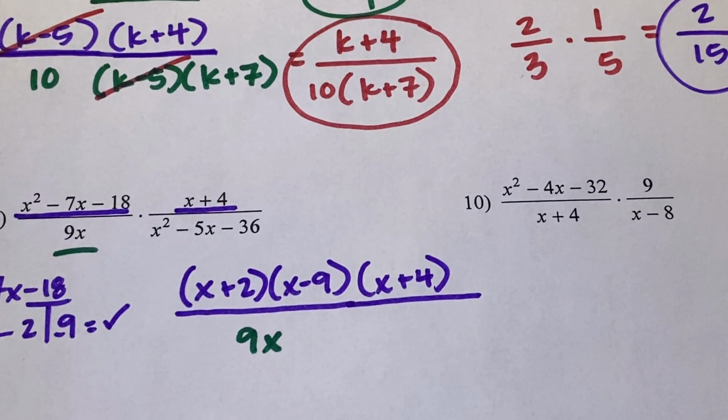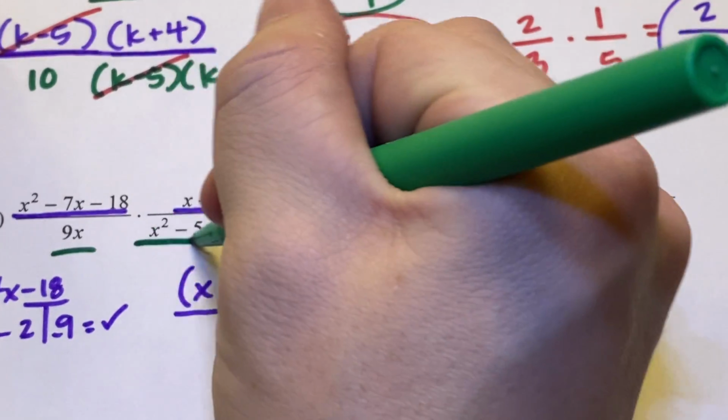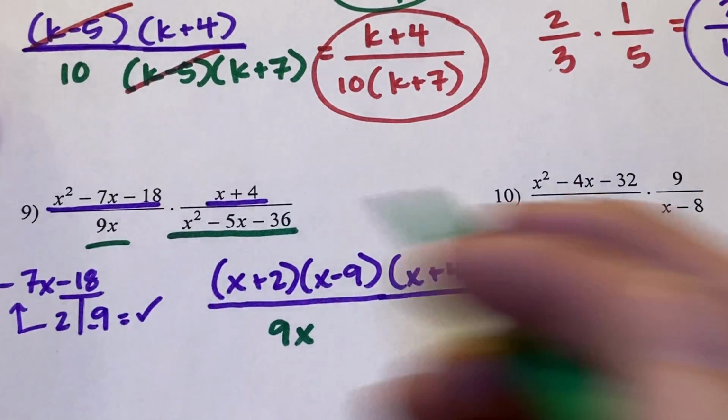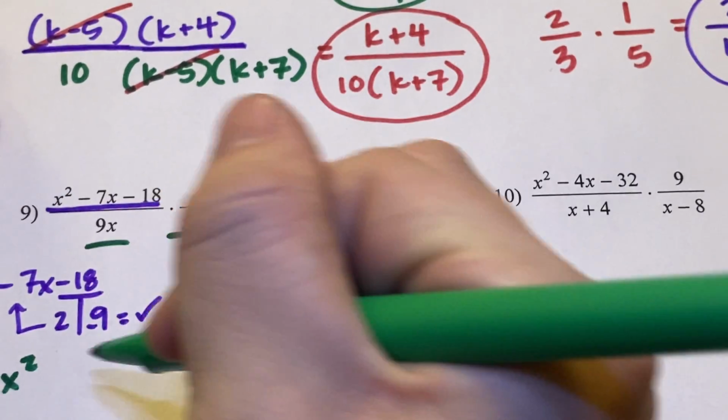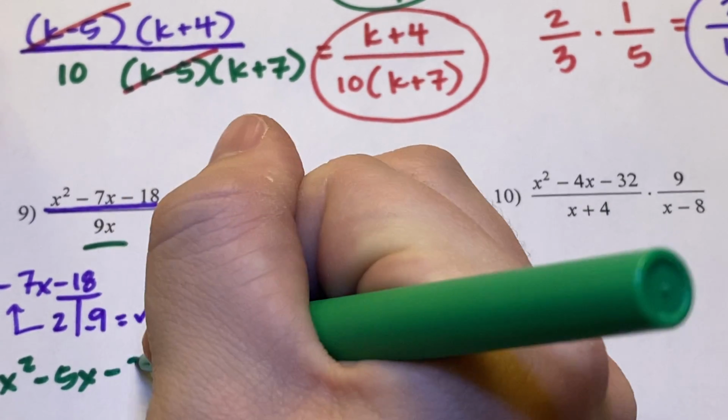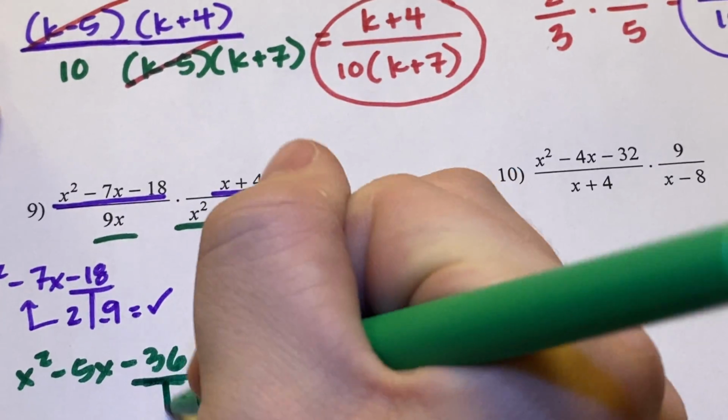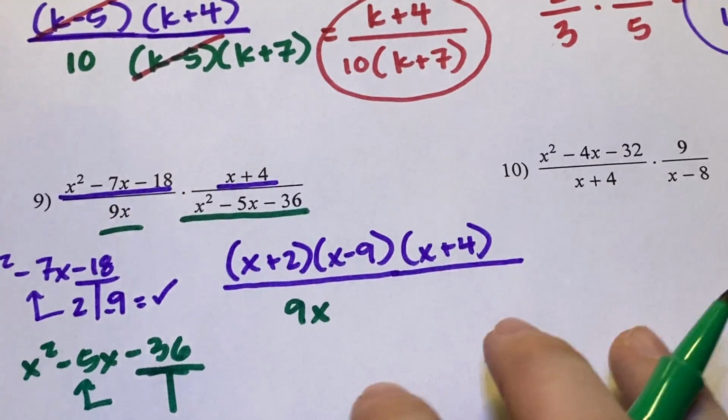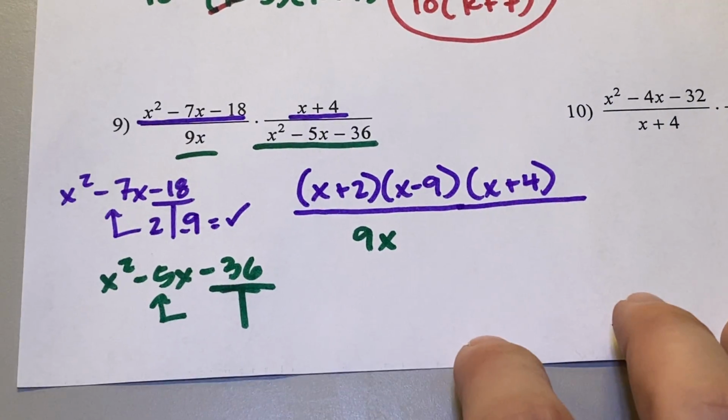Now I need to factor my last denominator. I can play the number game with this guy. So let's go ahead and play him over here: x squared minus 5x minus 36. I need two numbers that'll multiply to negative 36 and add to negative 5.